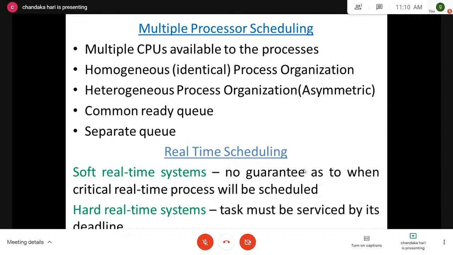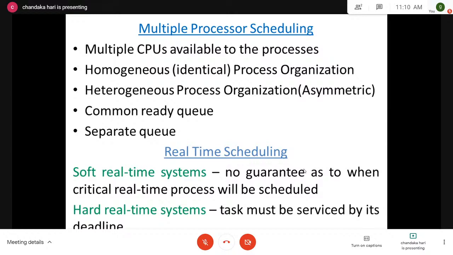Now coming to the second one, architectural neutral. What is architecture? Architecture means the addressing modes and instruction formats of the CPU. We cannot have the same kind of addressing modes and instruction formats in all the processors.